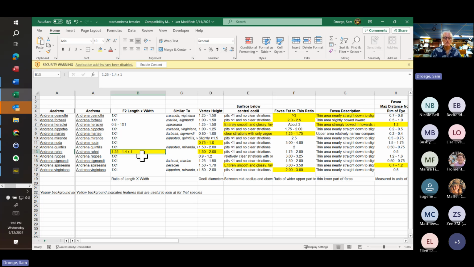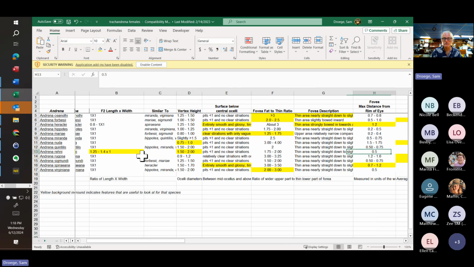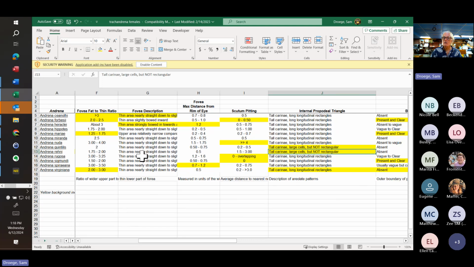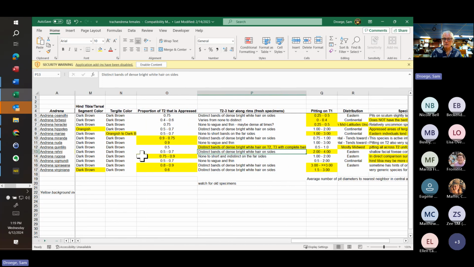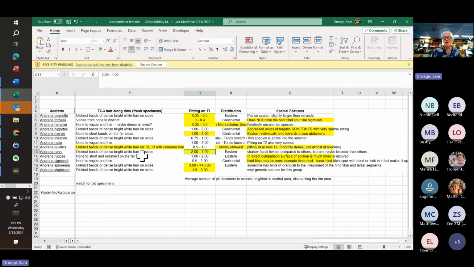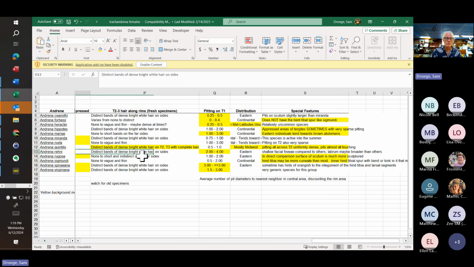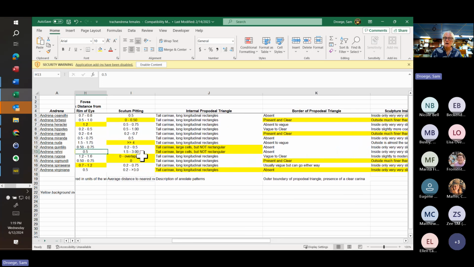Here we have a very long F2, and then we look here, the vertex height is also quite long compared to others. And if we keep going, it says the cell structure of the triangle is not rectangular. That's unusual. And we see that pitting on T1 is also very sparse, 2 to 4. So the yellow markings highlight key differences that help separate each species from other species.